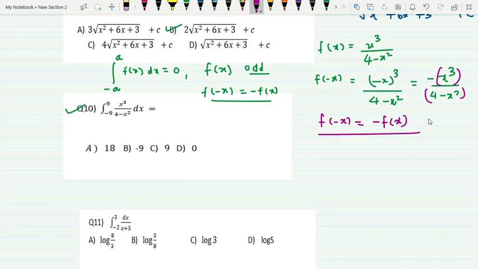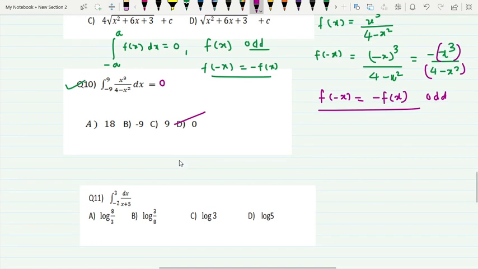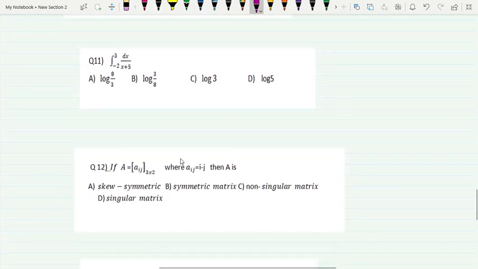Therefore this function is an odd function, and according to the property the integral is equal to 0. So D option is the correct option. Then the next question is again on definite integration.